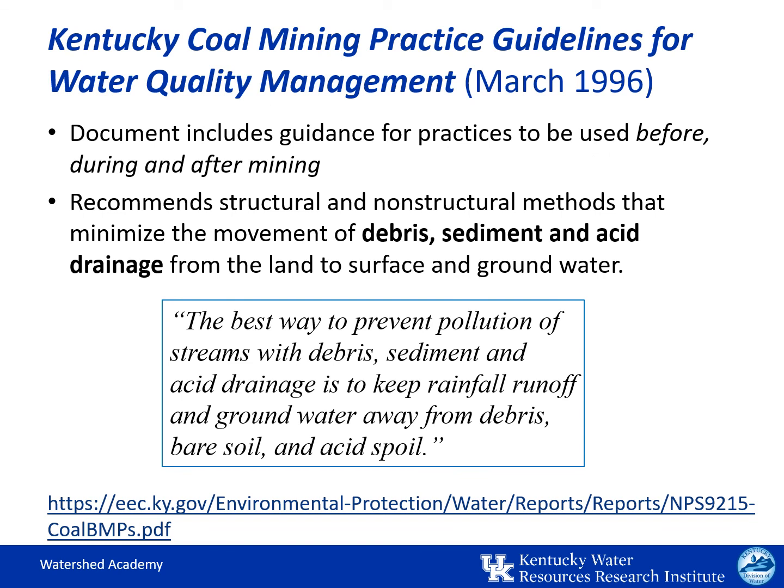In 1996, Kentucky developed a guidance document for best management practices to protect water quality from mining land uses. This document is still in use today and recommends a variety of structural and non-structural practices to control pollution from related debris, sediment, and acid drainage. A central tenet of this document states that the best way to prevent pollution of streams with debris, sediment, and acid drainage is to keep rainfall runoff and groundwater away from these materials or substances. The BMPs that follow relate to this overriding concept.